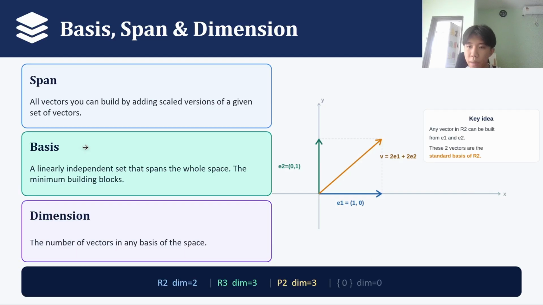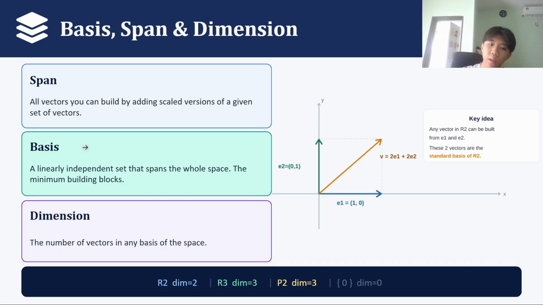Next, we have basis, span, and dimension, which are three very closely related ideas. Firstly, we have the span, which is the collection of all vectors that you can build by scaling and adding vectors together. This answers the question of how much space can I reach with these vectors. And next we have the basis, which is a linearly independent set that spans the entire space. This is the minimum set of building blocks to describe every point within a vector space.